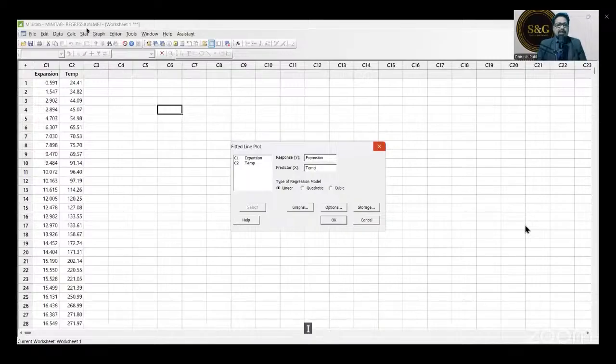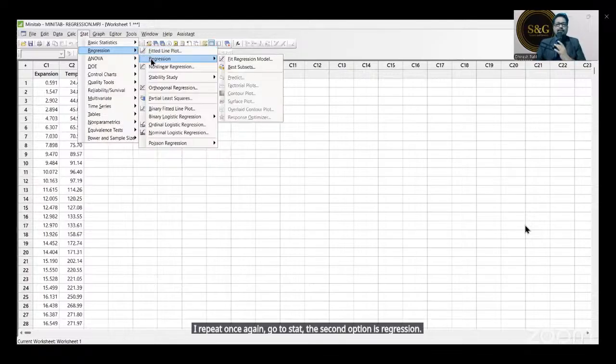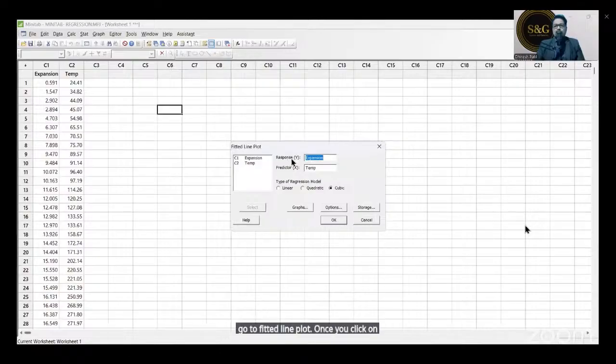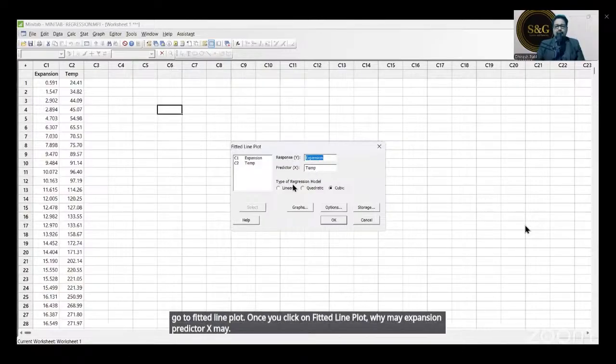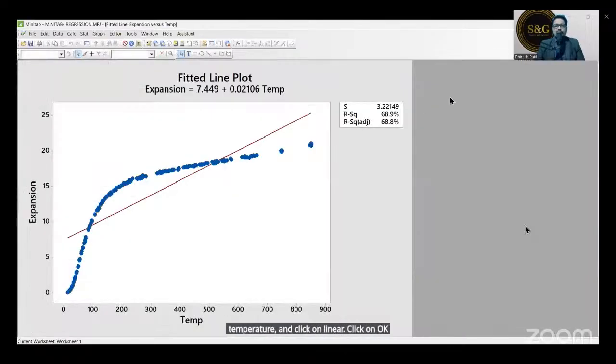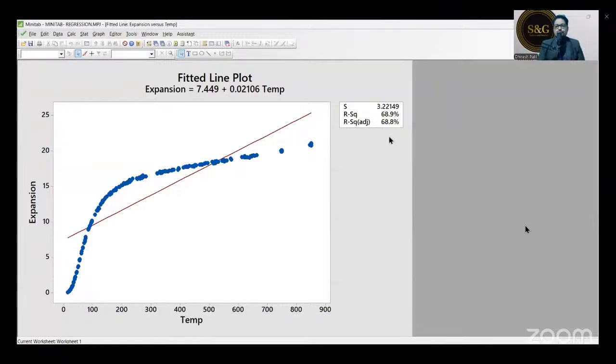I repeat once again, go to Stat. The second option is Regression. Go to Fitted Line Plot. Once you click on Fitted Line Plot, Y may expansion, predictor X may temperature, and click on linear, click on OK. And you will find this kind of a plot. Everybody got this? Just type yes in the chat box. Very good.